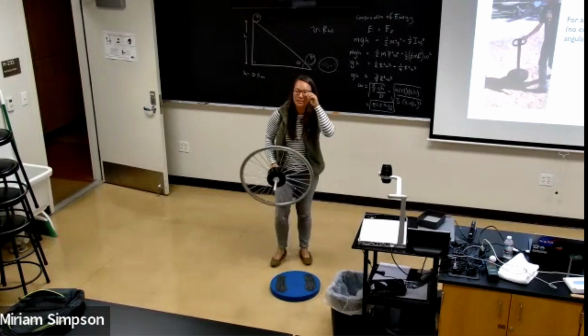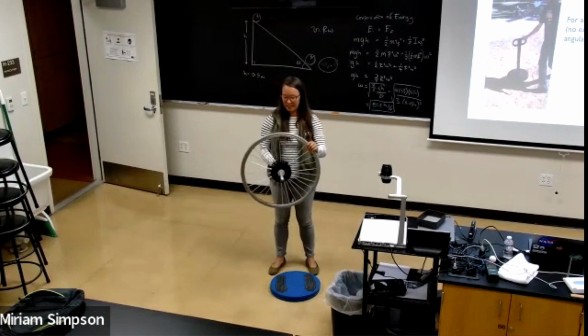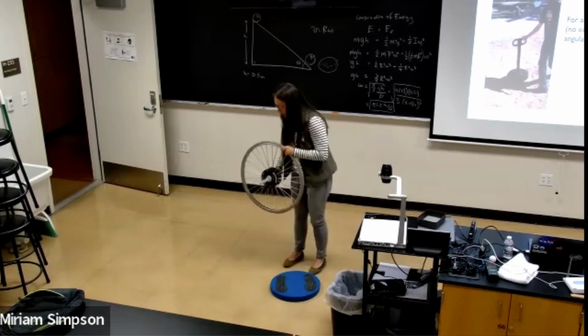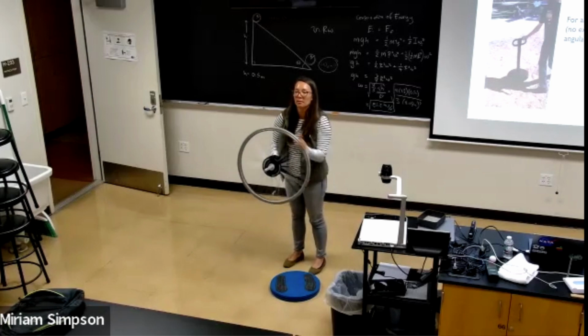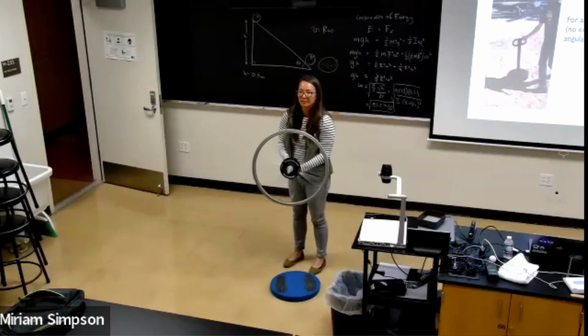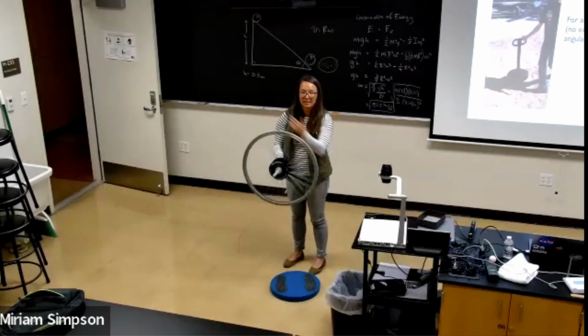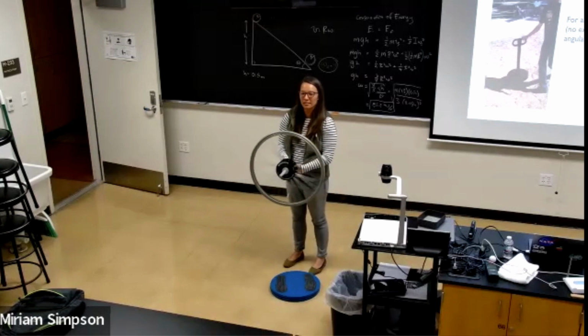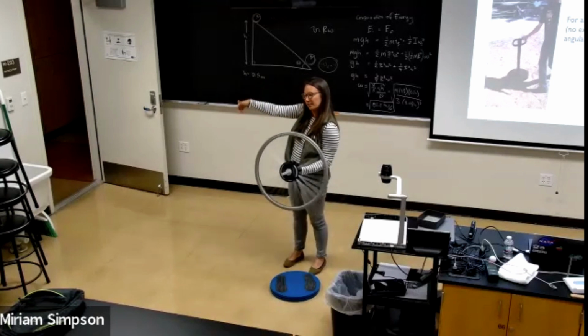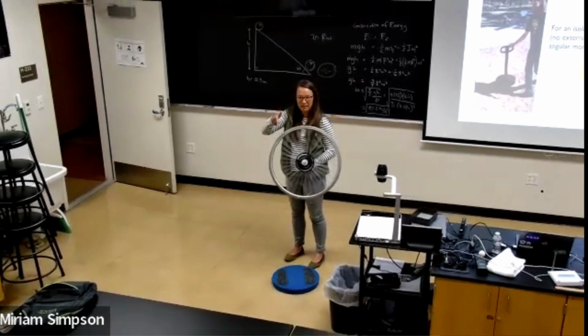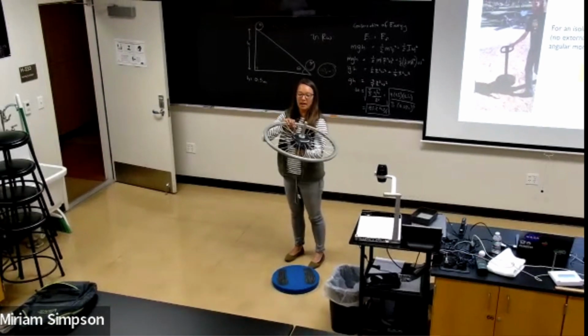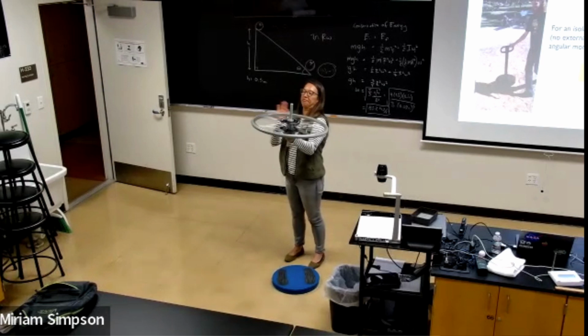Remember, angular momentum is a vector. When I spin this thing this way, which way does the angular momentum point? We use the right hand rule. You curl your fingers in the direction of motion. Which way does the angular momentum point? Towards you guys. So if I flip it up, that means my angular momentum points up.